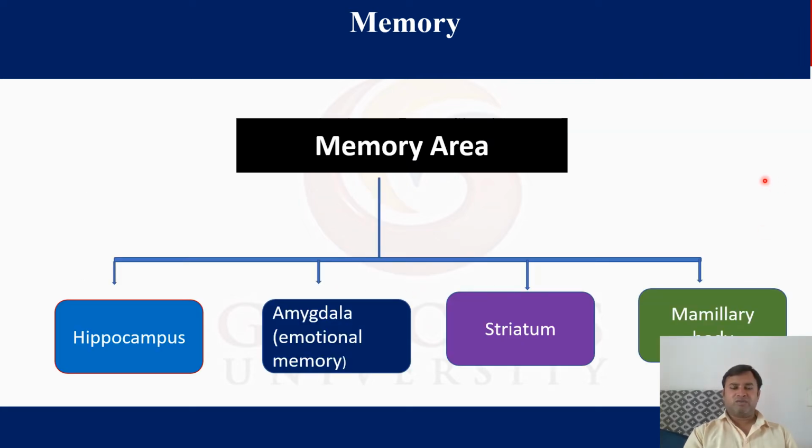Next, there are some areas which are responsible for memory, like the hippocampus, amygdala, striatum, and mammillary body. The hippocampus is the major area and it is also responsible for long-term potentiation. That means how short-term memory is converted into long-term memory.